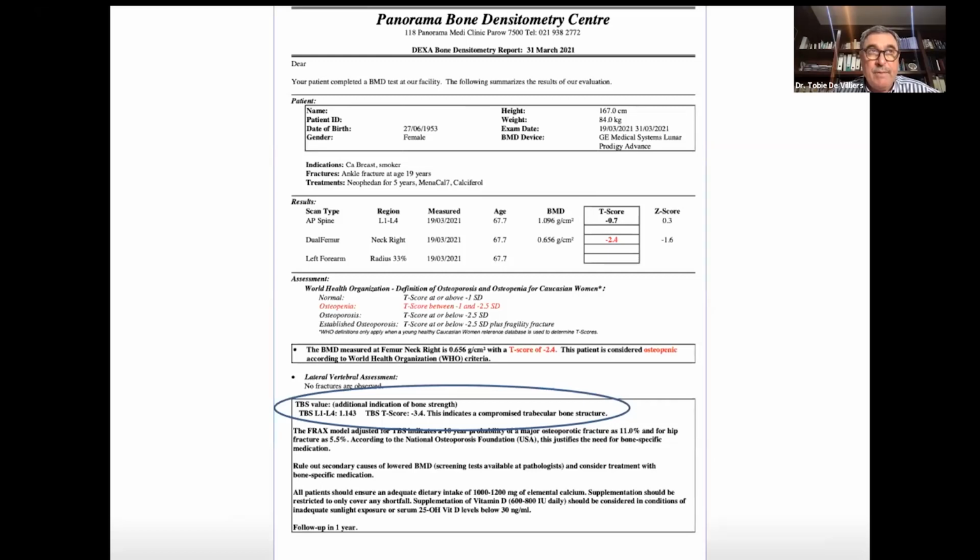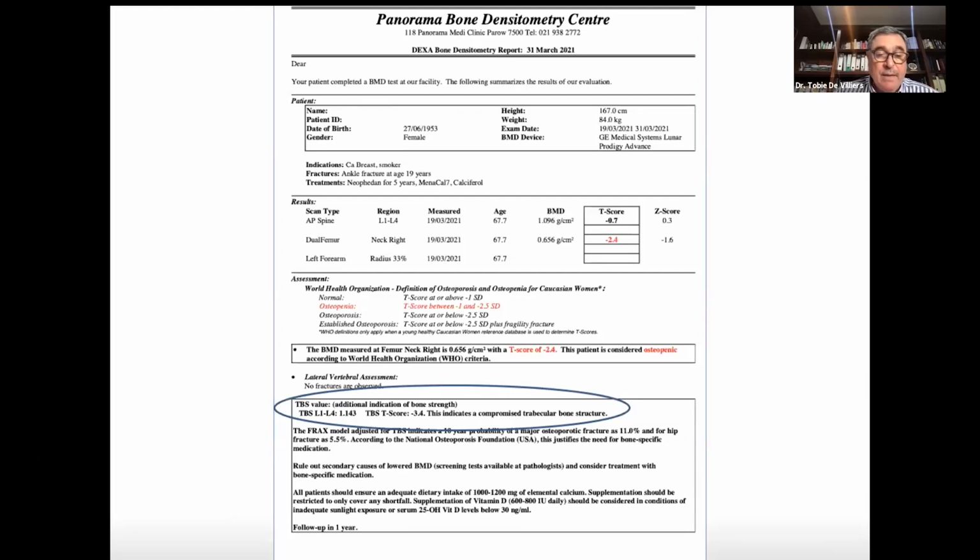And I personally believe that you cannot interpret any DEXA report without the LVA being done, because as we'll get to later, once you have a fragility fracture, which most vertebral fractures are, it is actually an indication for treatment irrespective of the T-score.